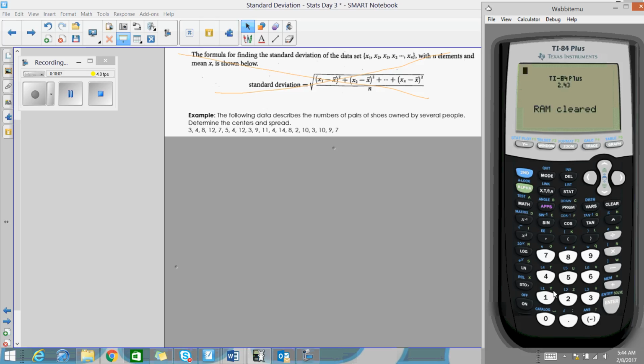Now go to Stat, hit Enter at Edit, and type in all this data. I am not going to do that; I've already done it. But you're going to do that, and then go to Stat again. Once you type it in, go over to Calc, 1-Var Stats, and fill out your table below. Pause the video, do that, and I'm going to show you the answers in a second.